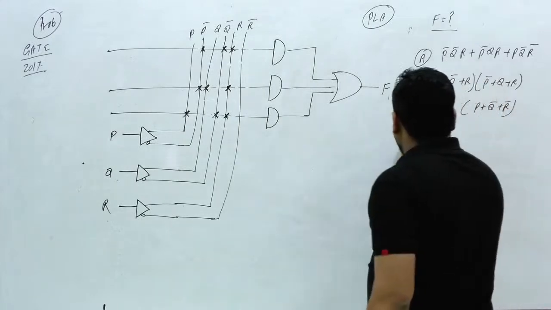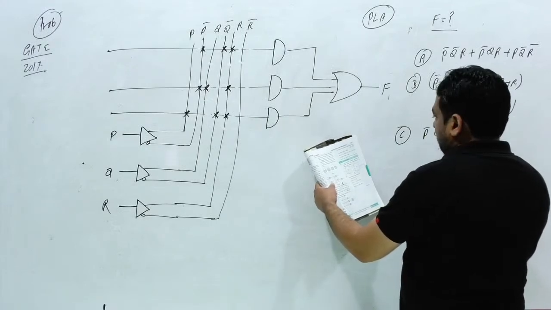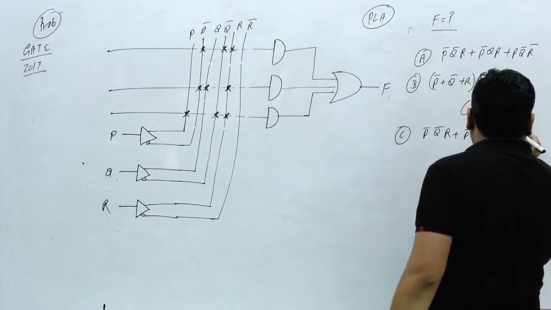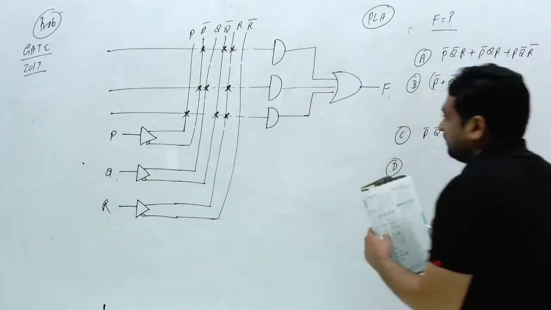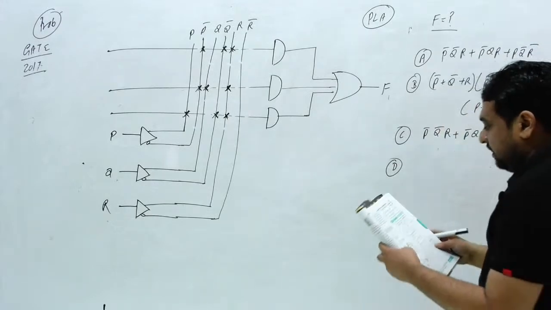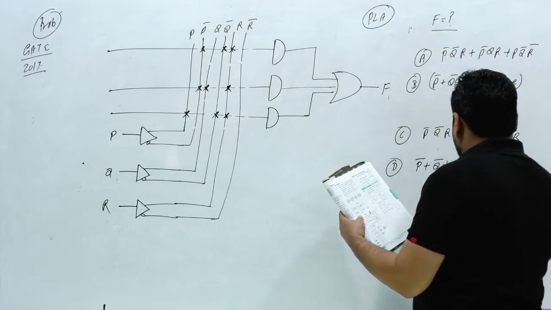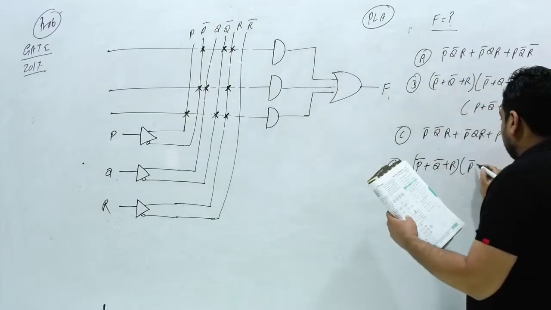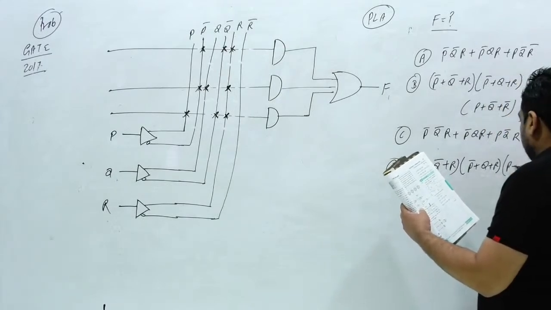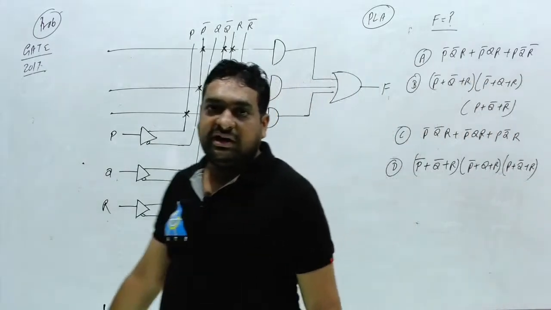This is the third term. Now option C: P bar Q bar R plus P bar Q R plus P Q bar R. This is option C. And what is the last option? You should try to solve and tell me which answer is correct, A, B, C or D. And the last option they have provided us is P bar plus Q bar plus R, the second one is P bar plus Q plus R, and the third one is P plus Q bar plus R. These 4 options they have provided us.